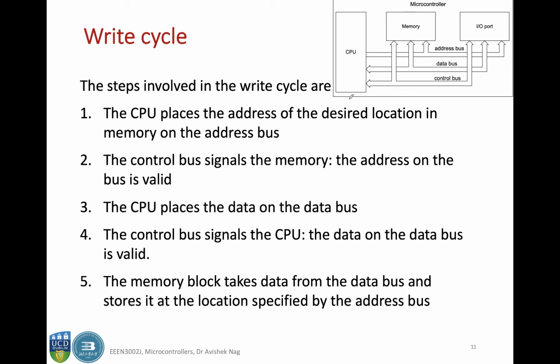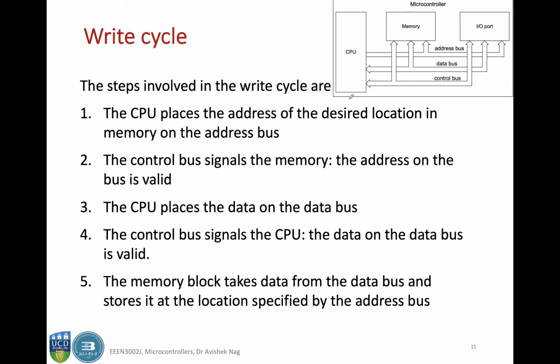So here, the data is taken by the memory block and put into the specific address. So here this is the case of writing. So the CPU places the data and the memory takes it. In the previous case where we were doing the read cycle, the memory places the data on the data bus and the CPU takes it.